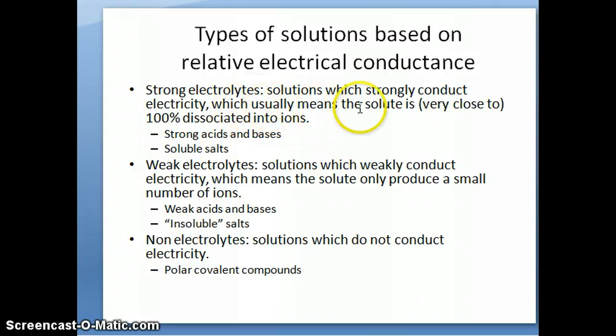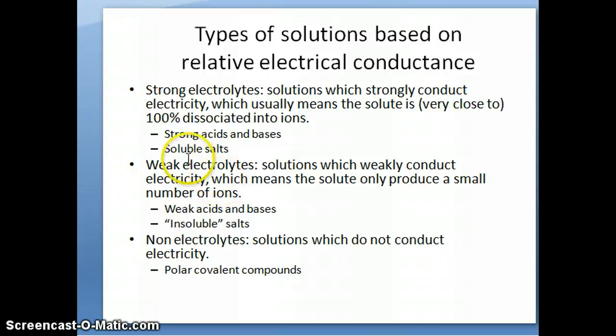What that means is usually that the solute, when you put it in water, when you dissolve it, it produces ions 100%. In other words, if you start with, let's say, 100 particles of sodium chloride, basically all those 100 particles would break apart into 100 sodium ions and 100 chloride ions. So in other words, 100% dissociated into ions, okay? The type of compounds that do this are strong acids and strong bases and soluble salts. And we'll give a few examples of this in the next slide.